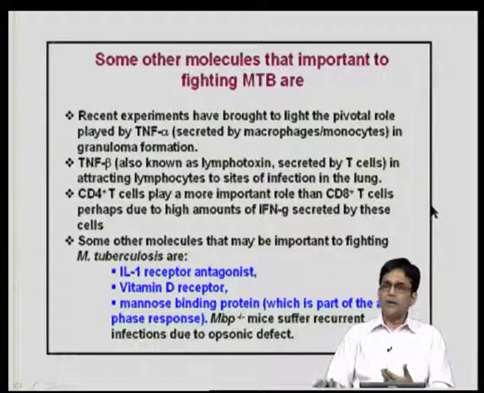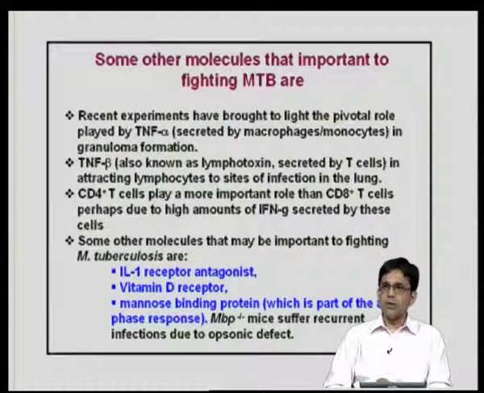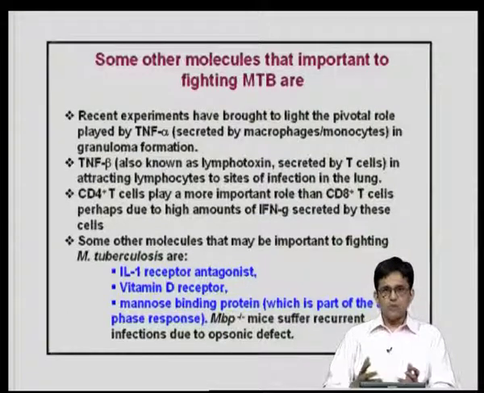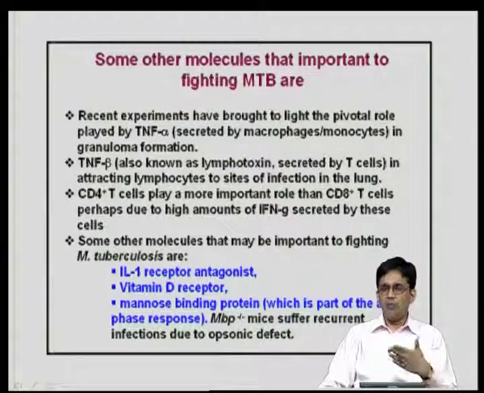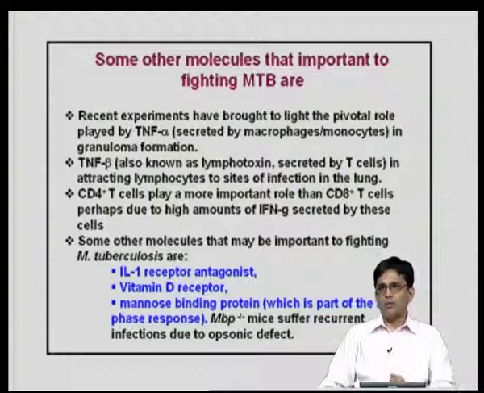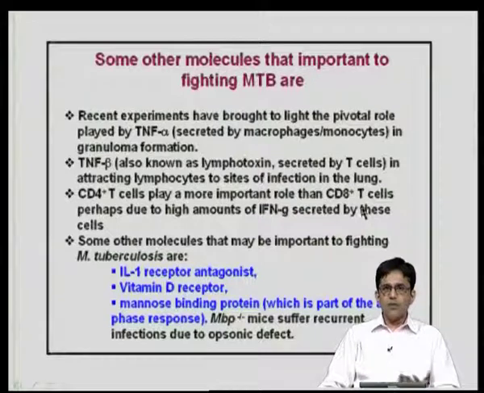Okay. Now, there have been other molecules that are also important in playing a role in TB infection. So, TNF is clearly important. Now, we had talked about the anti-TNF a few slides back, and how with the use of anti-TNF for rheumatoid arthritis, there is a rise in TB cases. Now, another molecule, lymphotoxin, is also important because it is important in recruiting lymphocytes to the sites of infection in the lung. CD4 plays a very important role because of the production of interferon gamma. Now, there are other molecules.